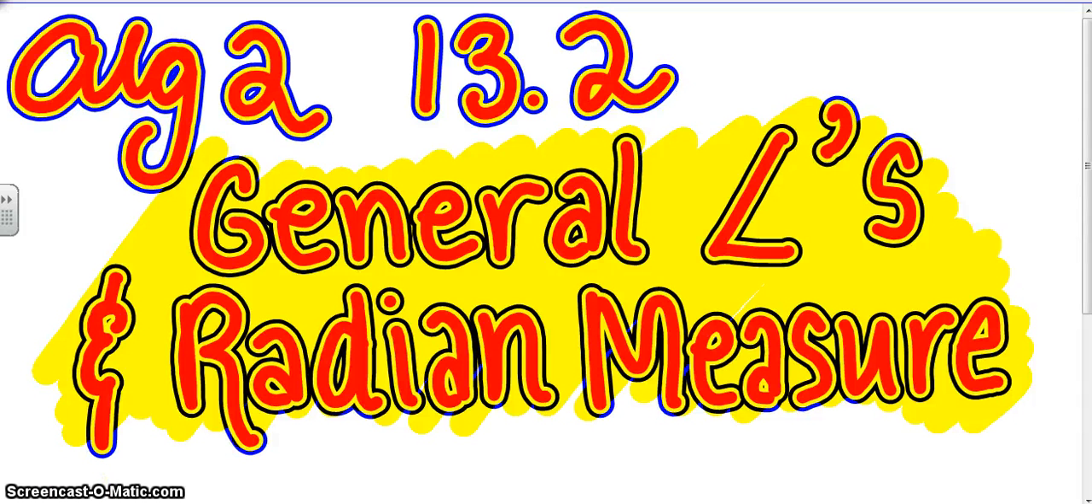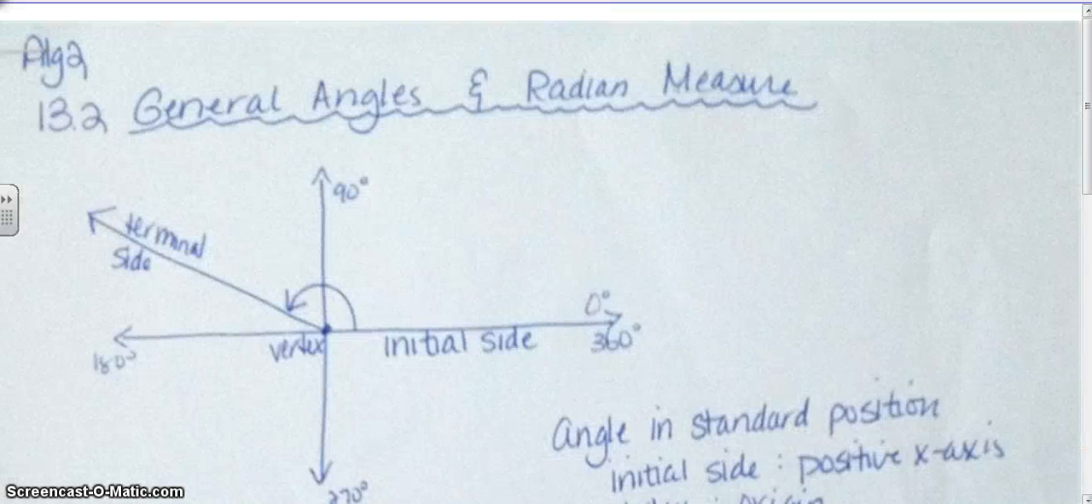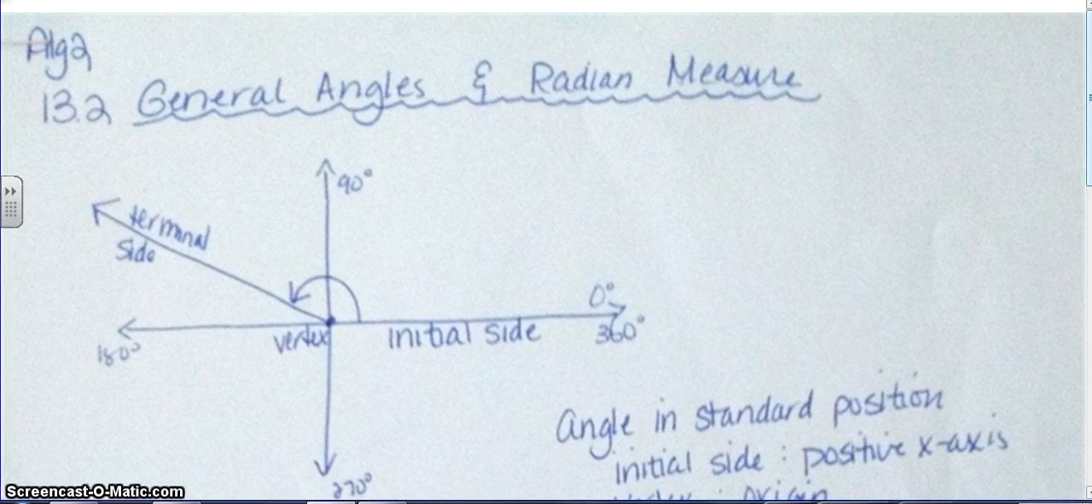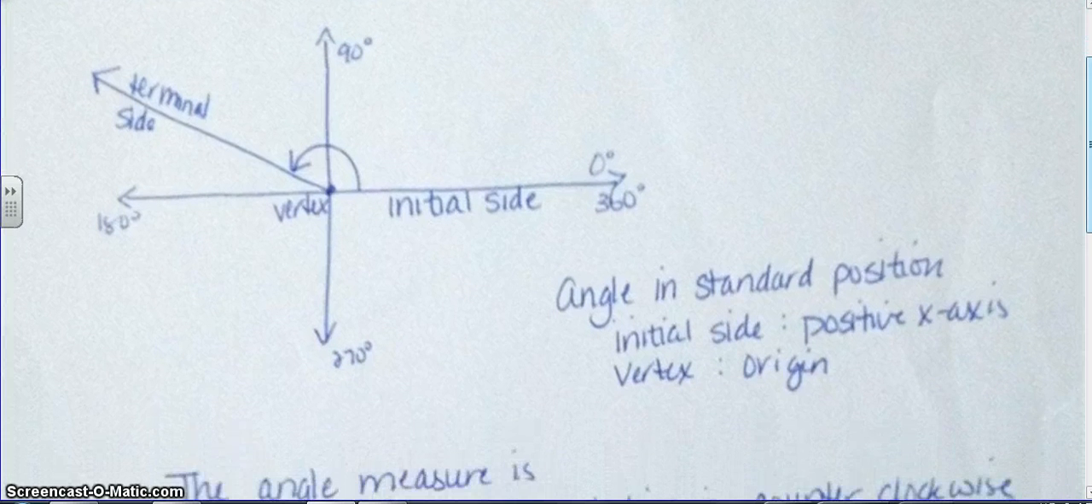Welcome to some more notes in Algebra 2, Section 13.2, General Angles and Radian Measure. We're going to start with some vocabulary. If I have a coordinate plane, and here's my y-axis, my x-axis, an angle in trig is a directed angle.